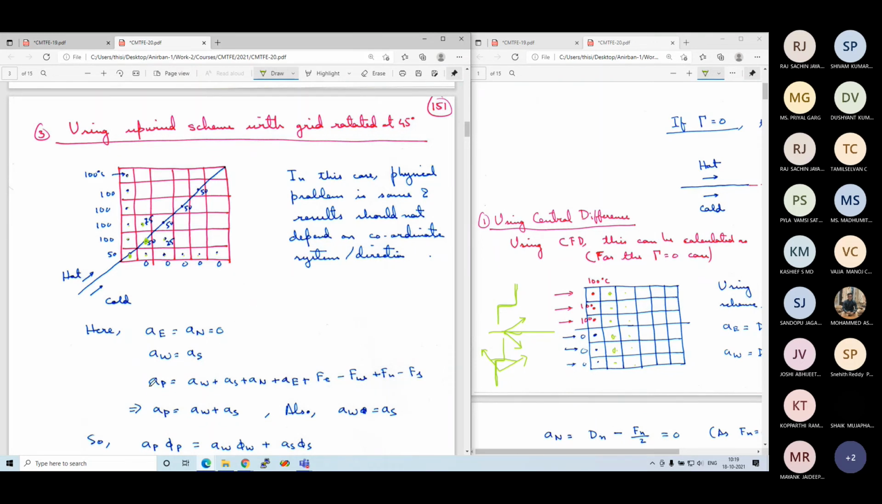And we can easily calculate AP. Because AN and AE are 0, and by the continuity equation, FE plus FW plus FN plus FS is 0, AP is equal to AW plus AS.